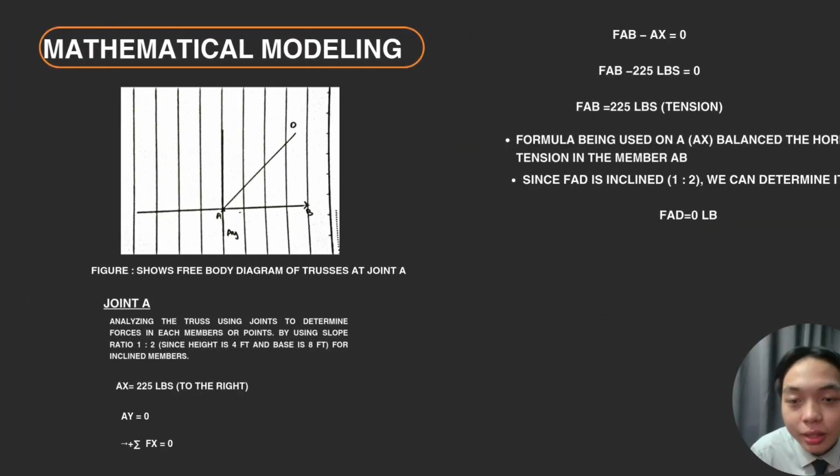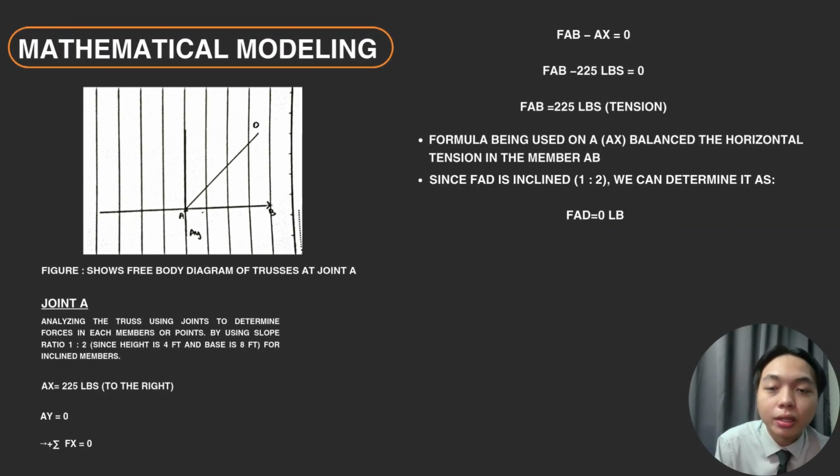As you can see, the FBD of the truss at joint A, as I drew there. And you can tell that by using joint A, it was to analyze the truss using the method of joints to determine forces in each member. It also uses the slope ratio 1 to 2, since the height is 4 feet and the base is 8 feet for the inclined members. And then we're going to use the equilibrium formula Fx equal to 0.